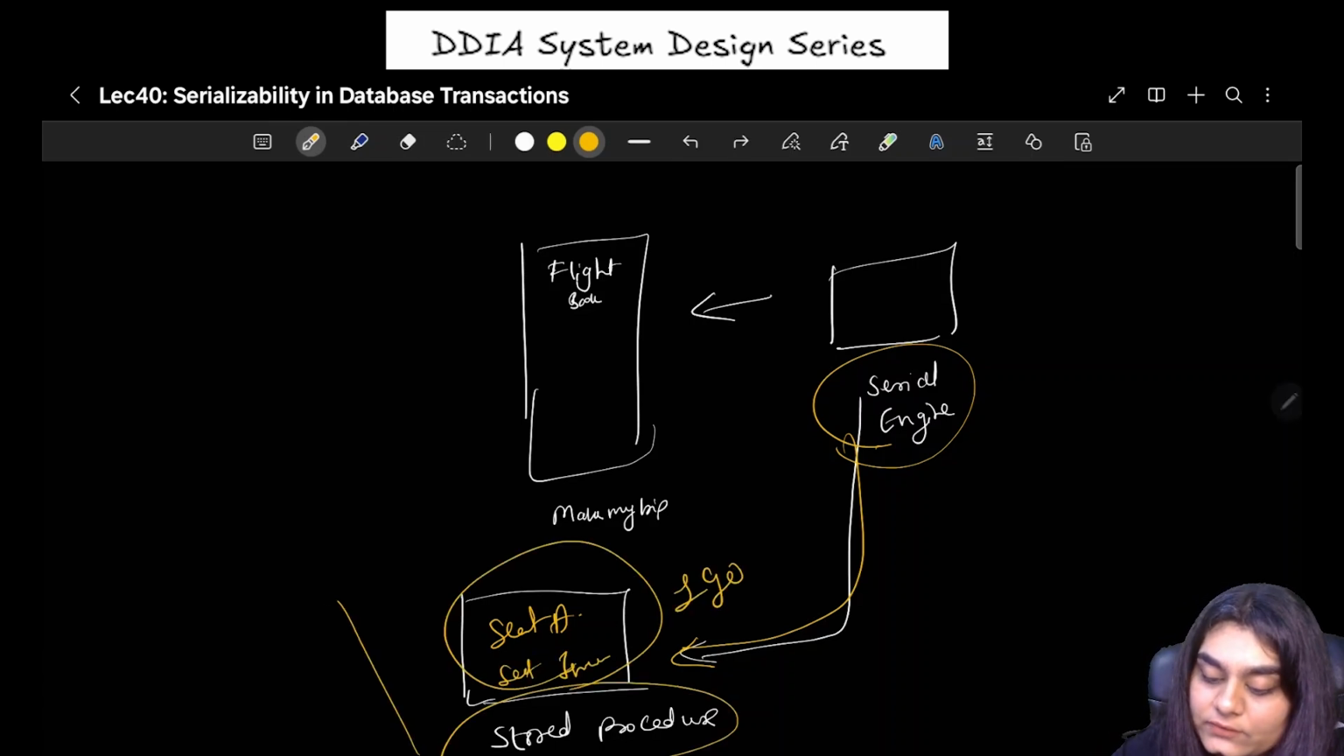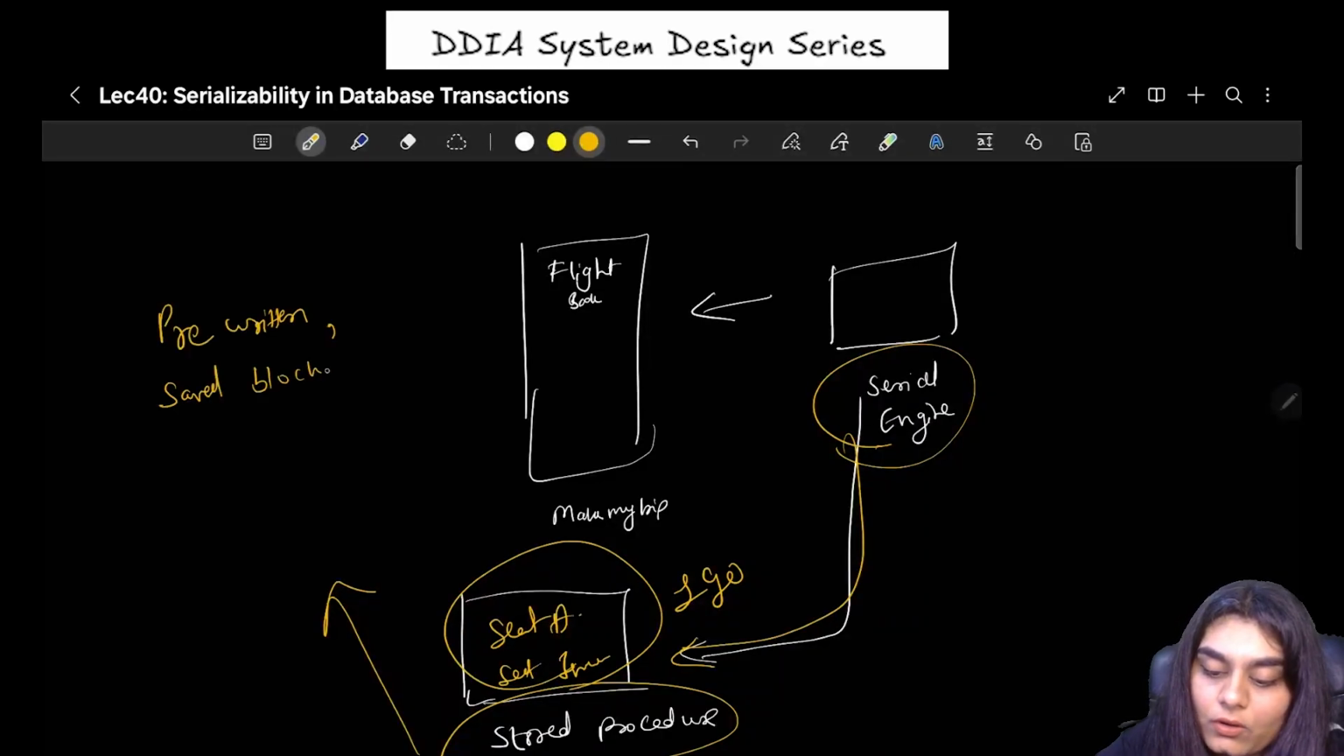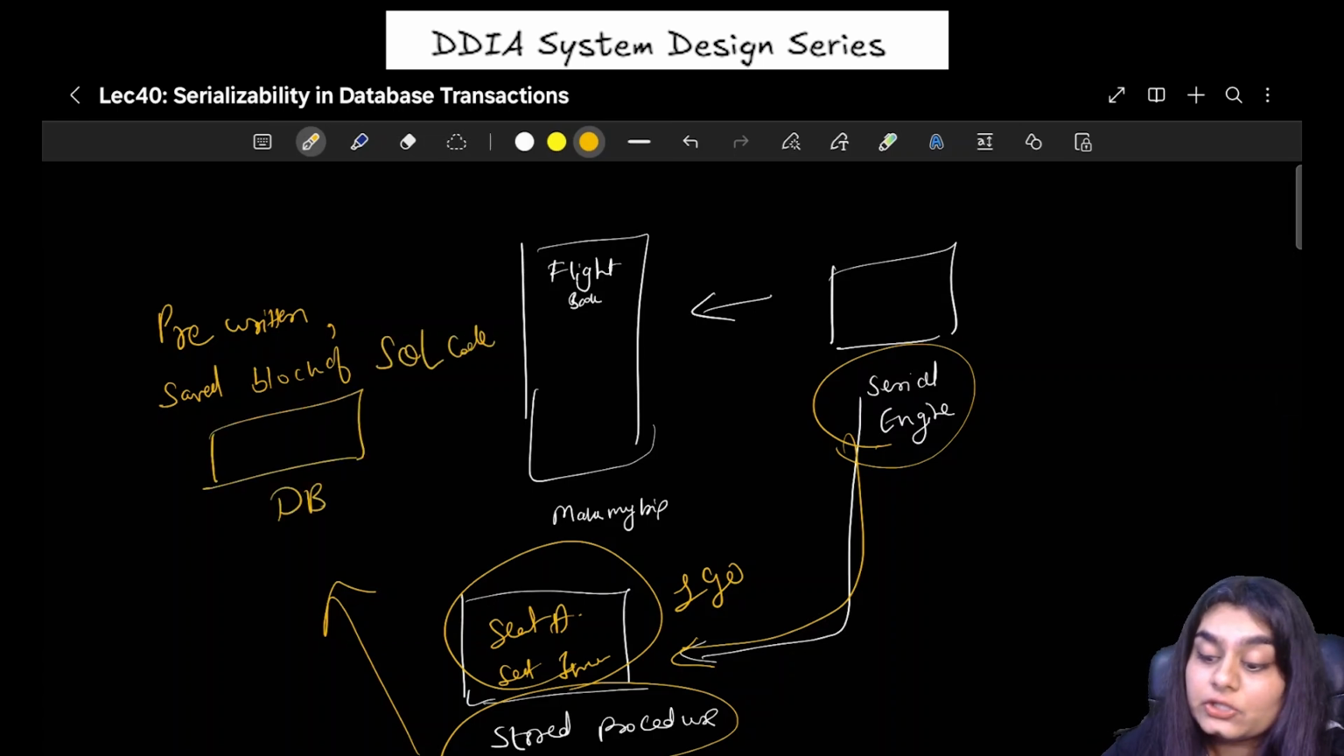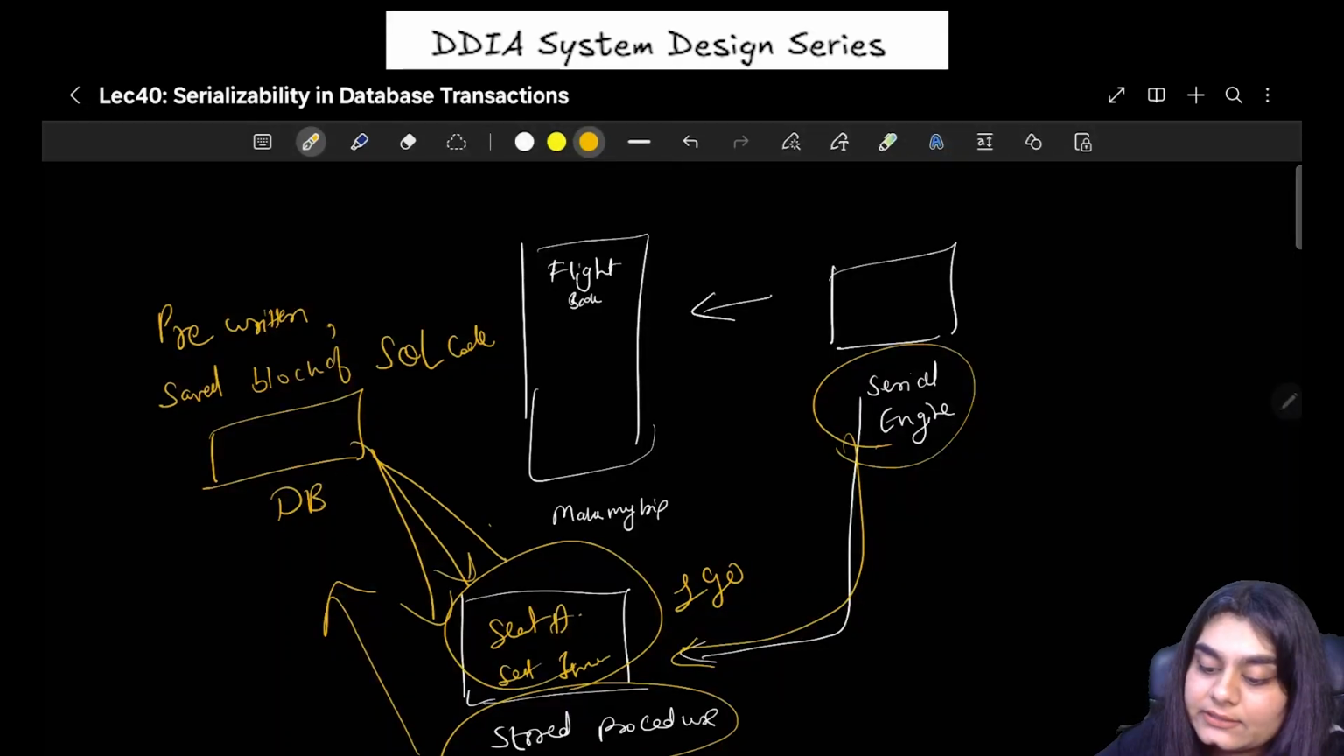Now, what is a stored procedure? A stored procedure is a pre-written, saved block of SQL code that you store in the database, and you can call it anytime to perform any specific task in the database.